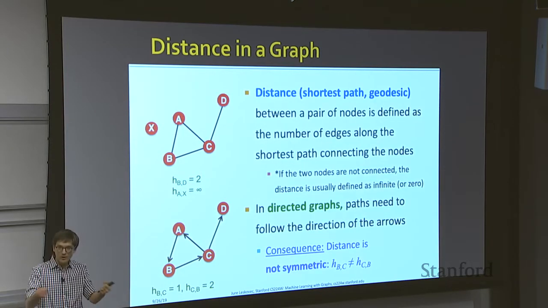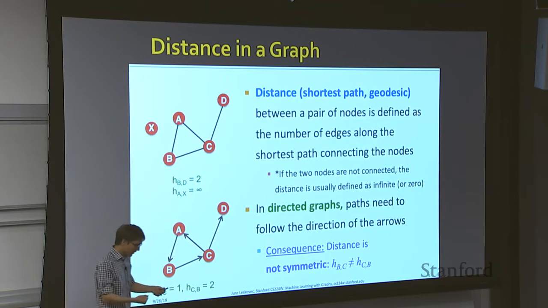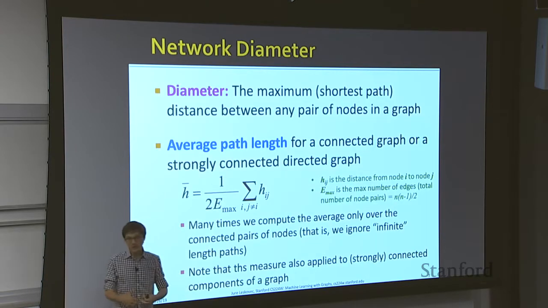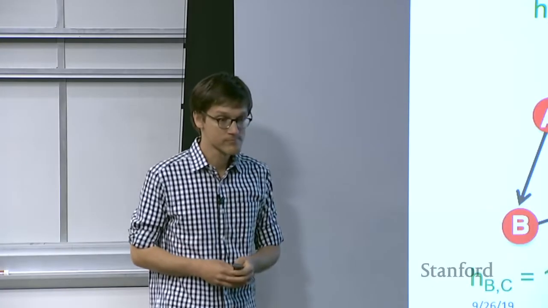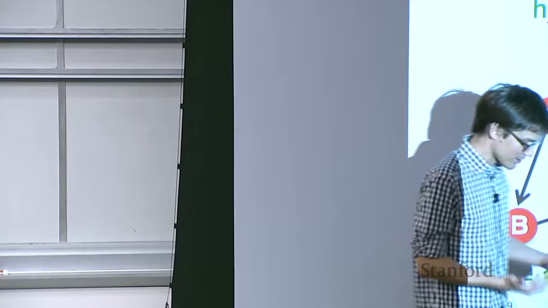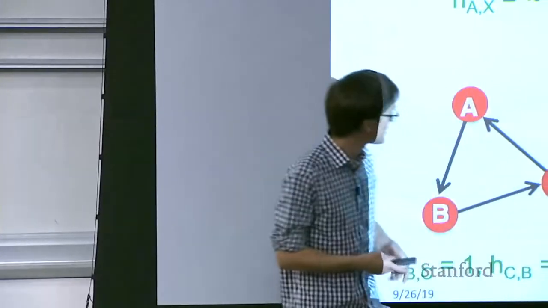And now that we know how to measure a distance between a pair of nodes, people define what is called the diameter of the graph. Yes? So does the definition of distance hold in weighted graphs? Great question. So how would you generalize this to the weighted graph?